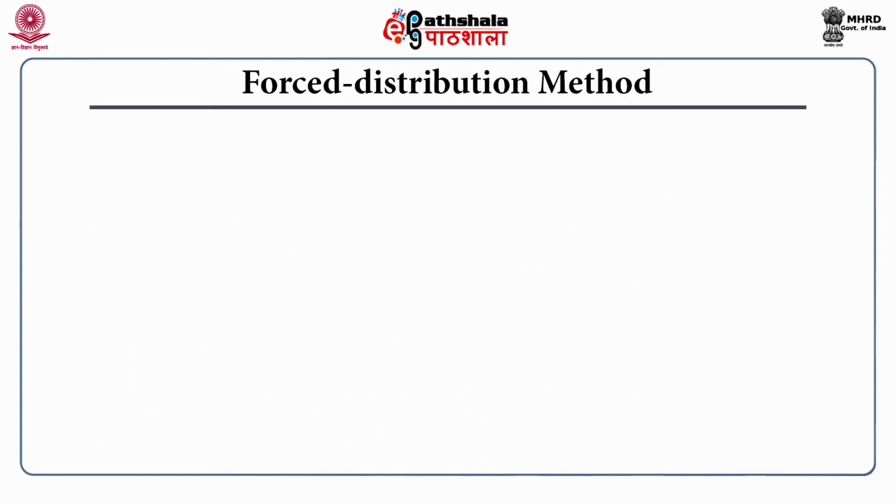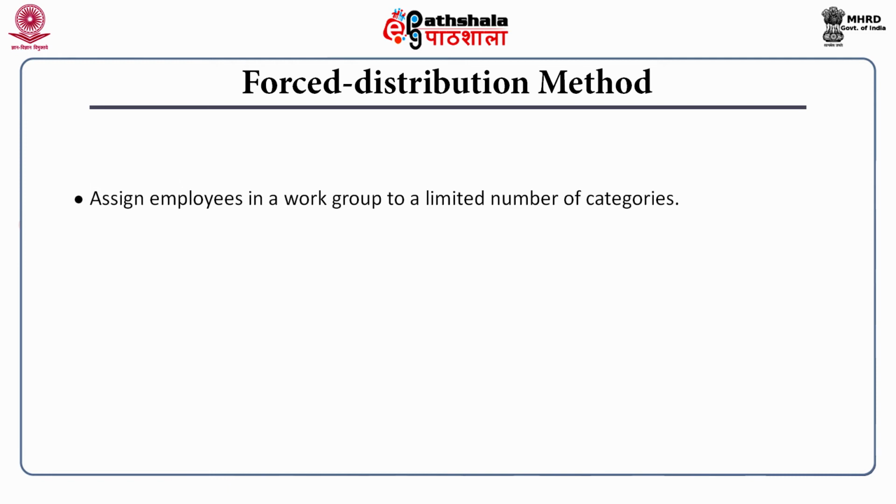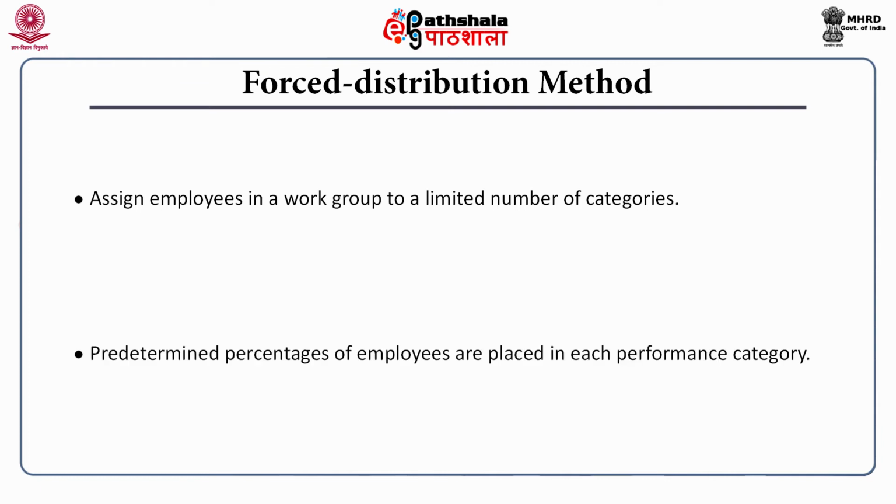Force distribution method. In this method, the rater is required to assign employees in a work group to a limited number of categories so as to approximate a normal frequency distribution. In this method, predetermined percentages of employees are placed in each performance category. For example, 15% employees are placed under outstanding category, 55% in average category, and rest are needs improvement category.